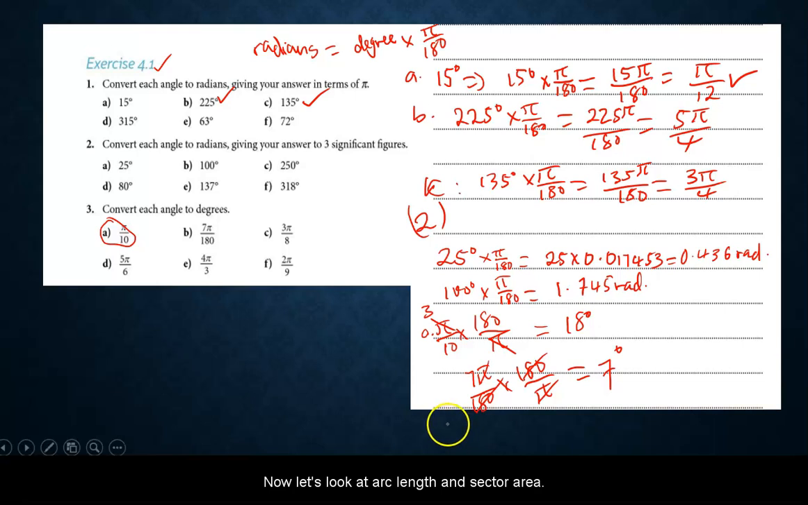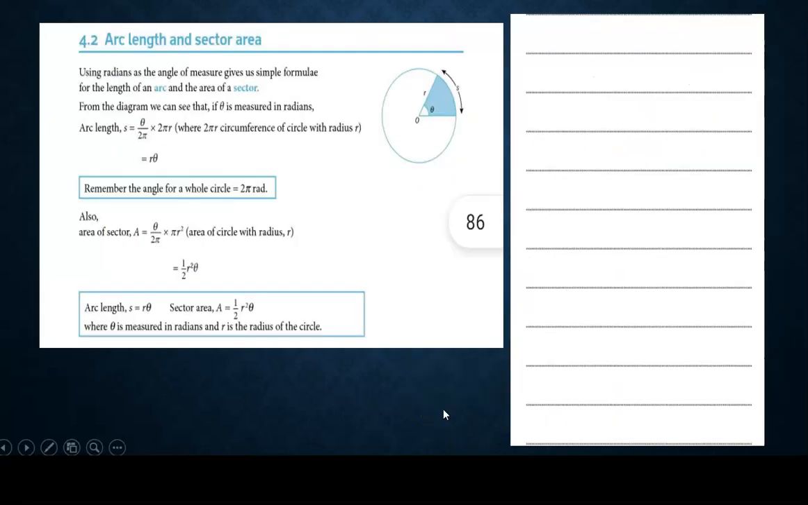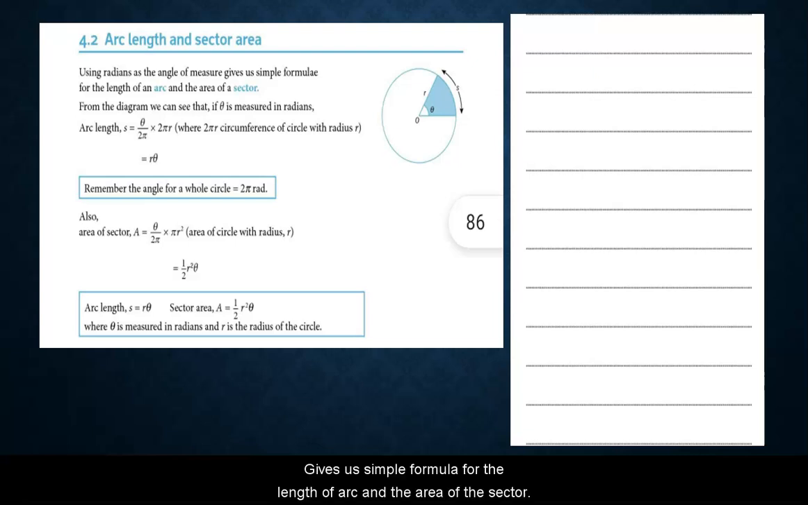Now let's look at arc length and sector area. Using radians as the angle of measure gives us simple formulas for the length of an arc and the area of a sector. From the diagram we can see that if theta is measured in radians, then the arc length is simply s. So s is equal to theta divided by 2 pi, multiplied by 2 pi r, where 2 pi r is the circumference of the circle with radius r.